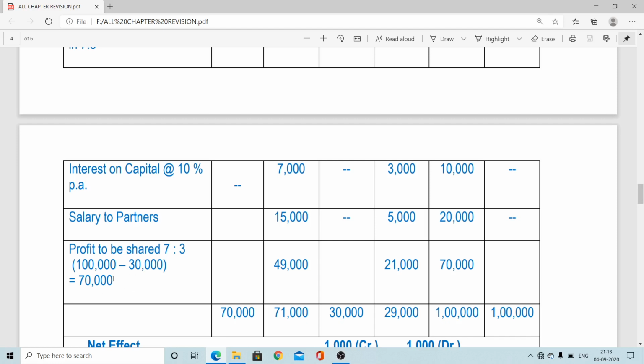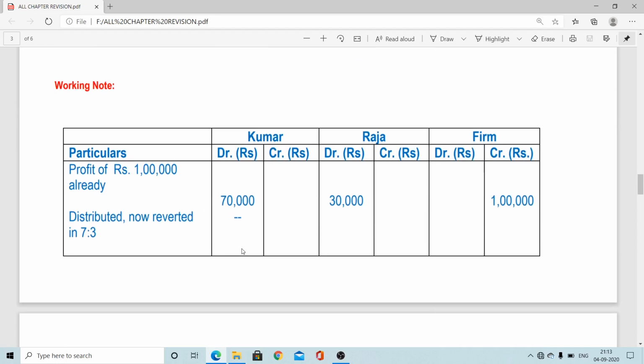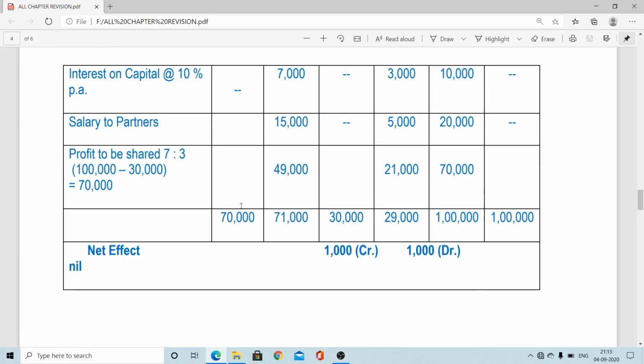In that ratio, if you calculate, 70,000 into 7 by 10 is 49,000, as well as 21,000. So the total debit in the firm's book is 21 plus 49, 70,000. Now afterward we will compare the debit and credit. Total debit of Kumar, there is a debit column, total debit 70,000, means he should return 70,000 and he should get 71,000, that is credit.